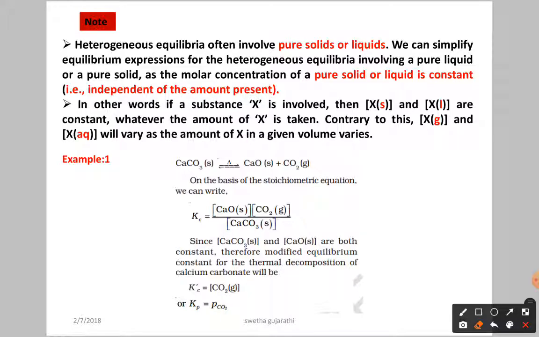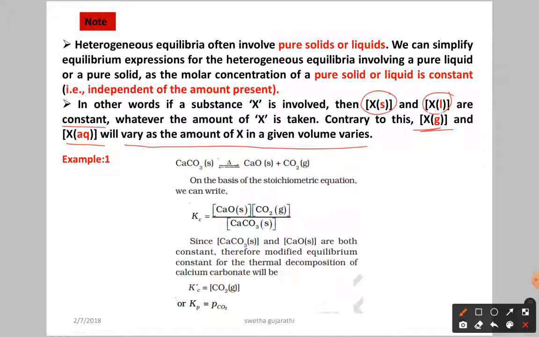What is the meaning of this? Let us go to an example. Before that, instead of reading the sentence again, in other words, if a substance X is involved, then X solid and X liquid are constant, whatever the amount of X taken. Contrary to this, X gas and X aqueous will vary with the amount of X given in the volume.